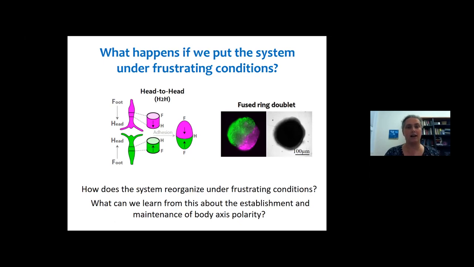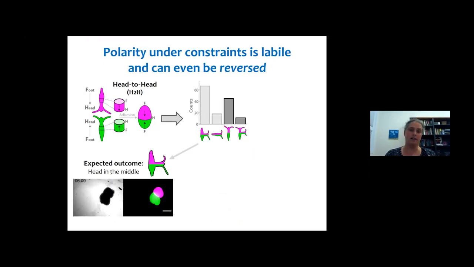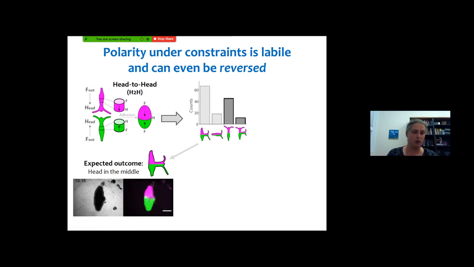So when we take these head-to-head ring doublets and look at their regeneration, what we see is that oftentimes you have a head in the middle. This is what you'd expect based on the original polarity of the tissues. You can see here a movie of that. You can see the two rings forming this doublet. You can see the interface remains very well defined. There are no dramatic flows of cells in the tissue.